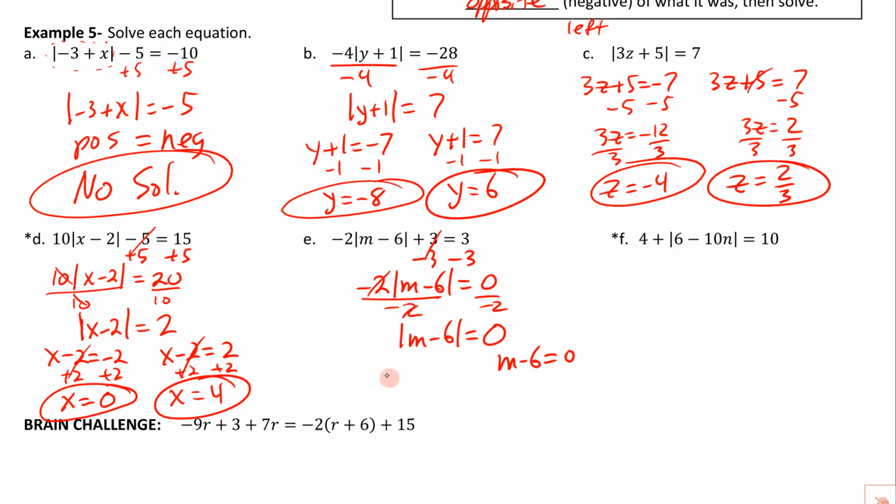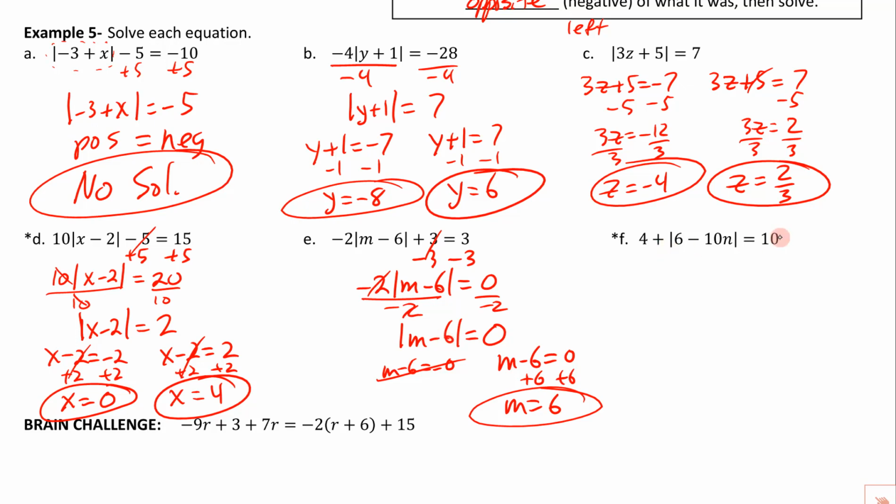If you wanted to write that, m minus 6 is equal to negative 0. Those are both the same thing, so I'm not going to worry about both of them. I'm just going to solve one of them, and I'm going to add 6 here. So we get m equals 6. So the answer on that one is m equals 6. There's only one answer because it was the absolute value of this stuff equals 0. There's only one way we can get that to work out.